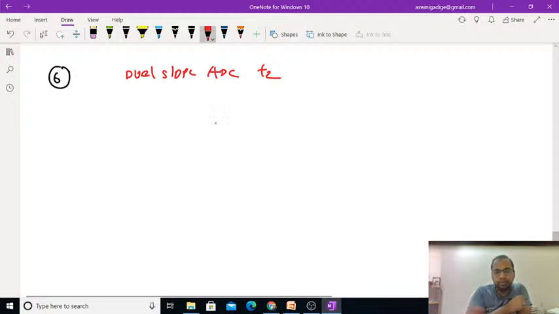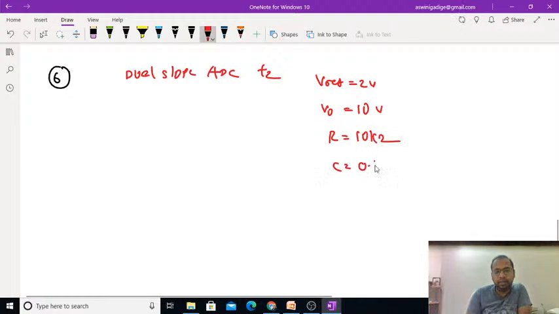So coming to the data given: V reference is equal to 2 volts, the output is equal to 10 volts, R is equal to 10 kilo ohms and C is equal to 0.1 microfarads. Okay, that is the data given. So they're asking for T2.